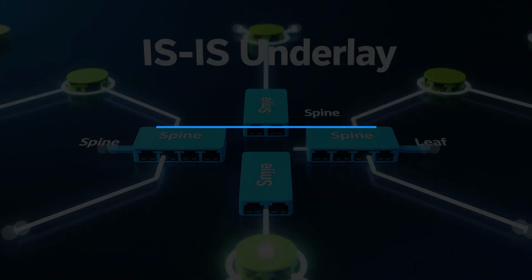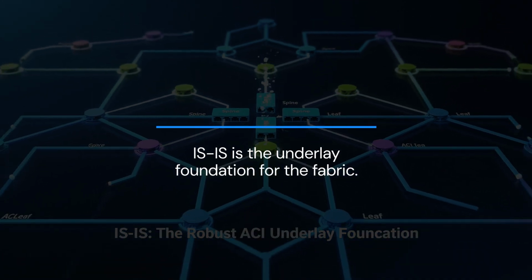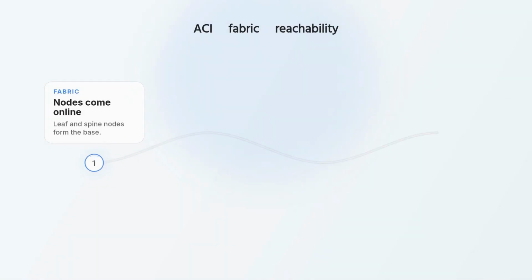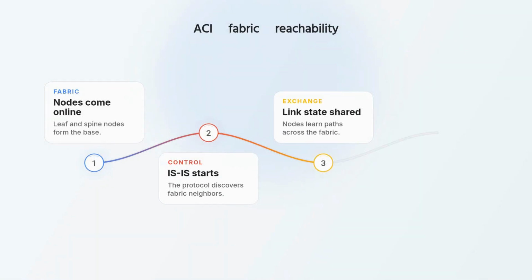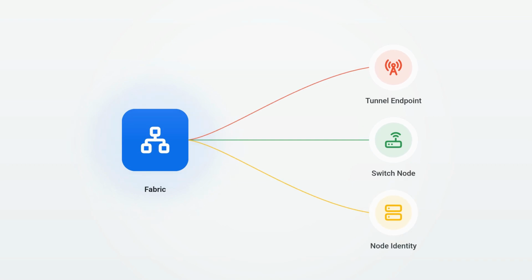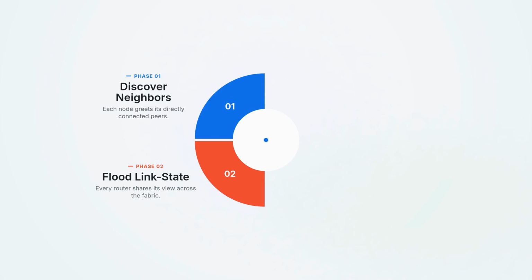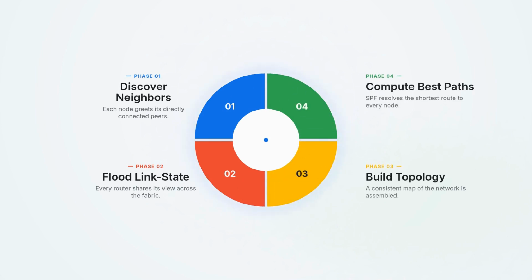Start with ISIS because in ACI it's the built-in underlay foundation the fabric uses underneath everything else. Inside an ACI fabric, ISIS is the internal protocol the fabric uses to maintain node-to-node underlay reachability. That includes the loopbacks, TEPs, and other node identities the fabric uses internally to move encapsulated traffic where it needs to go. ISIS is a link state protocol, which means each node learns the topology and calculates best paths from a shared view of the fabric.